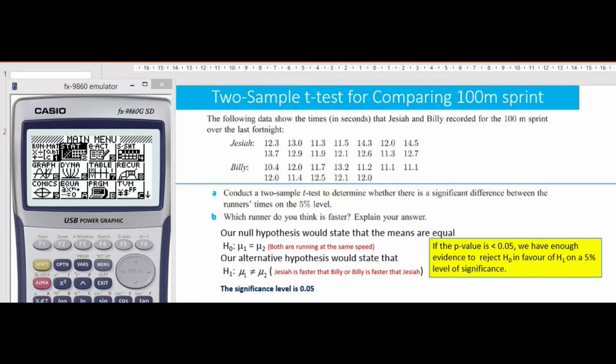Conduct a two-sample t-test to determine whether there is a significant difference between the runner's time on the 5% level. And the second question is, which runner do you think is faster? Explain your answer.